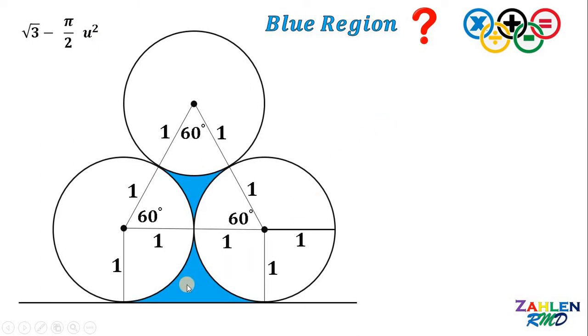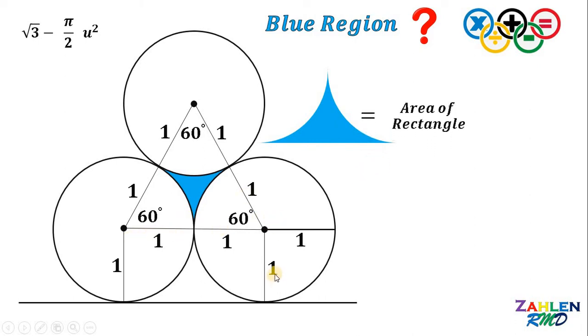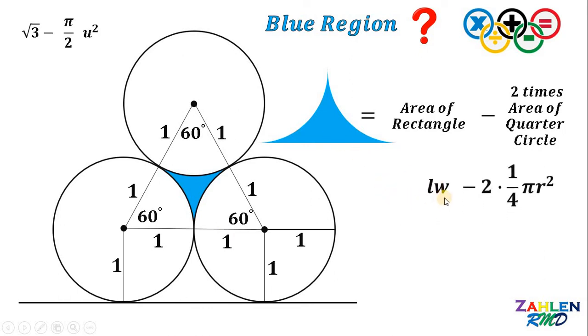Now, how about this bottom part? So how do we get the area of this bottom part? So what we're going to do is to take the area of this rectangle minus 2 times the area of this quarter circle. Thus, the area of this region must be equal to length times width, the area of the rectangle, minus 2 times the area of a quarter circle, which is equivalent to 1/4 times pi r squared.